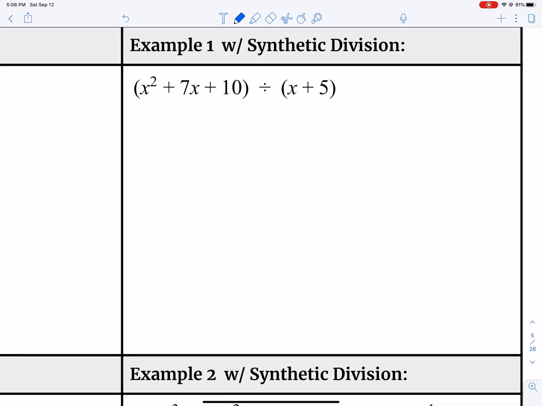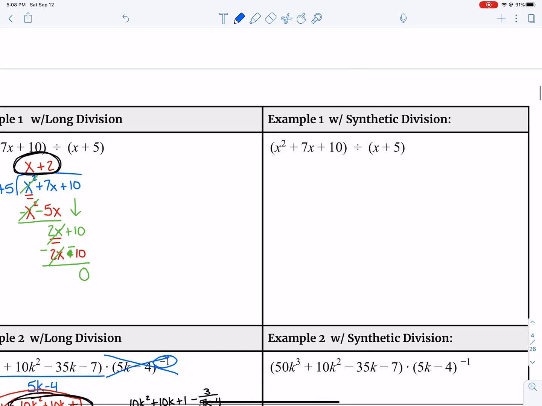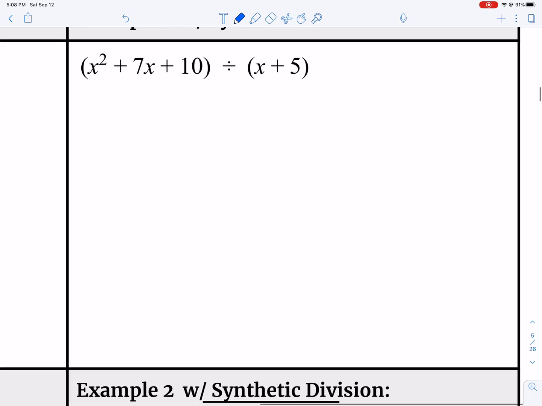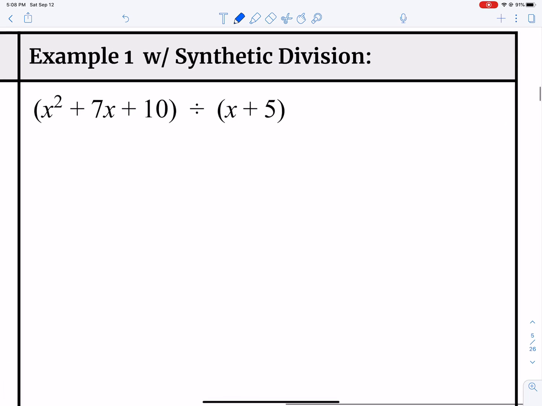So let's look at example 1. Notice it's the same problem we worked out with long division, so we'll look at that and compare them in just a second. But let's just focus on synthetic division. So what you want to do first is make sure you have a 1 in front of the leading coefficient of your divisor. And then you want to change the sign of this number.